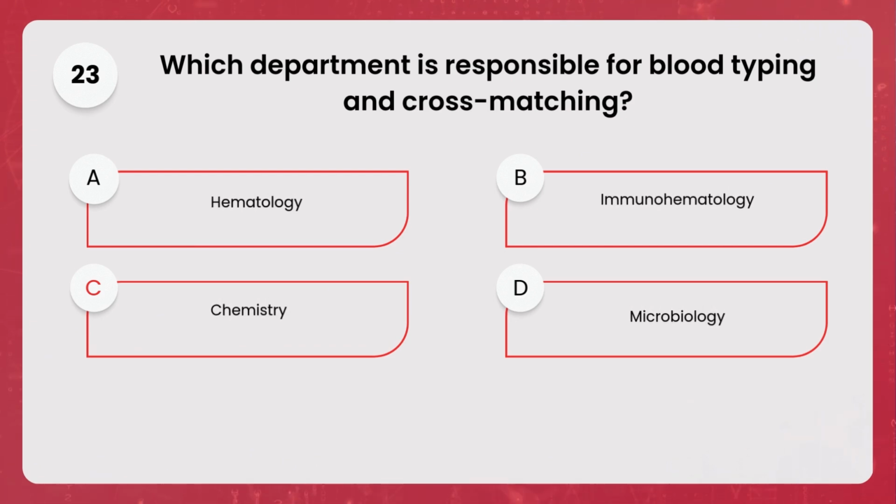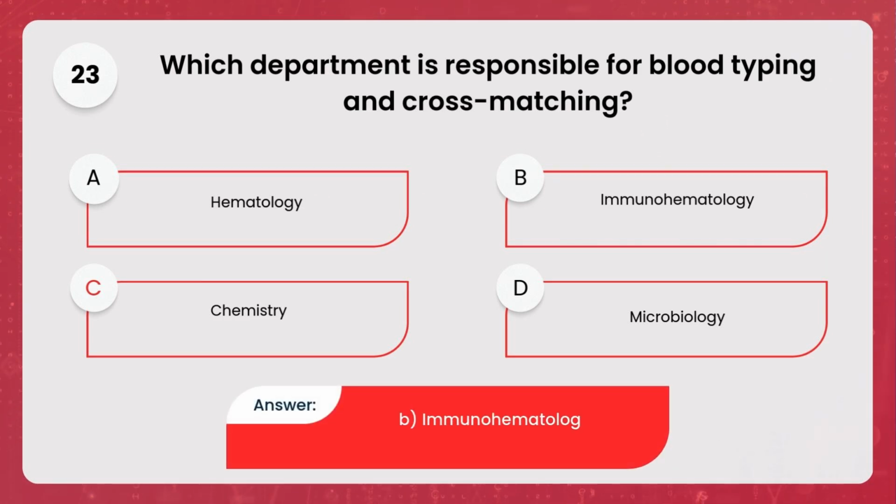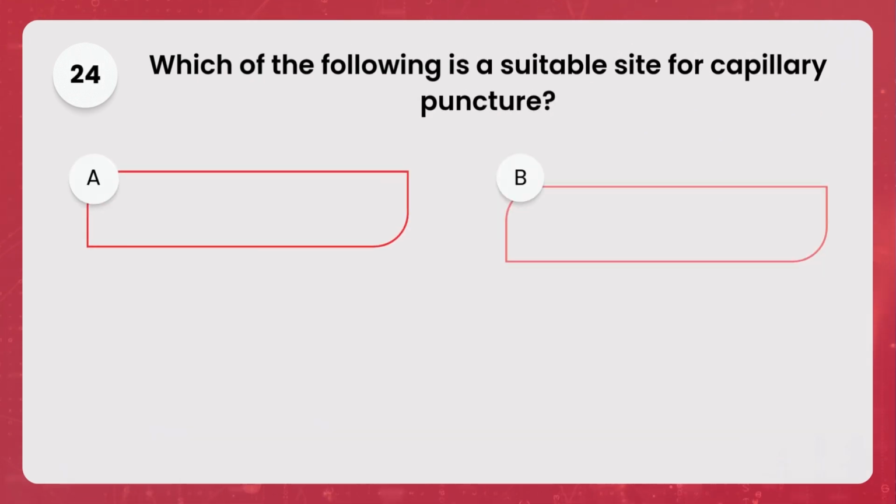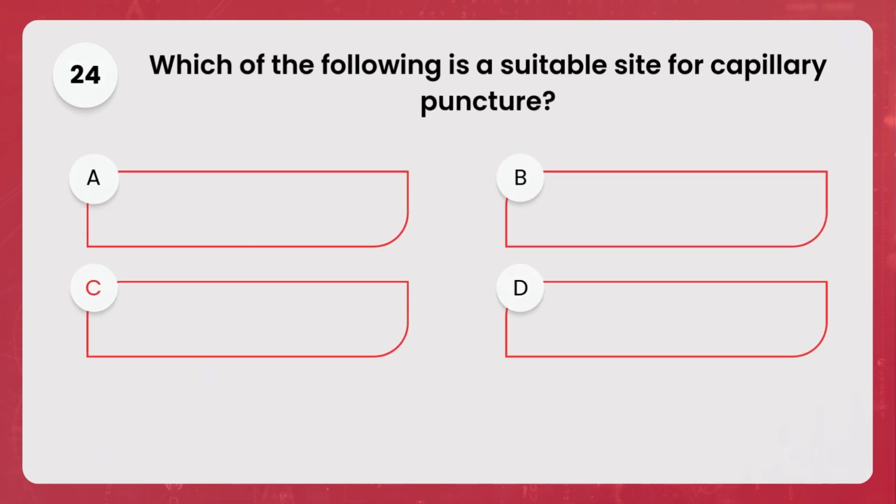Number 23. Which department is responsible for blood typing and cross-matching? A. Hematology. B. Immunohematology. C. Chemistry. Or D. Microbiology. The answer is B. Immunohematology.